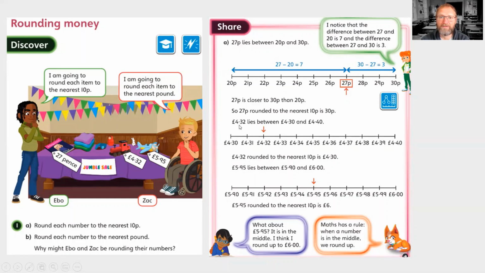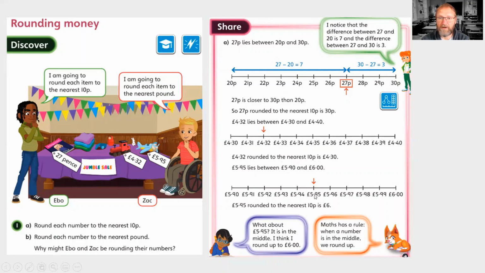Okay, now we've got £4.32 and it lies between £4.30 and £4.40. And there you can see it on the number line. So are we going to round it down to £4.30 or are we going to round it up to £4.40? Now I think, as you can see on this number line, we are going to round it down to £4.30. So £4.32 rounded to the nearest 10 pence is £4.30.